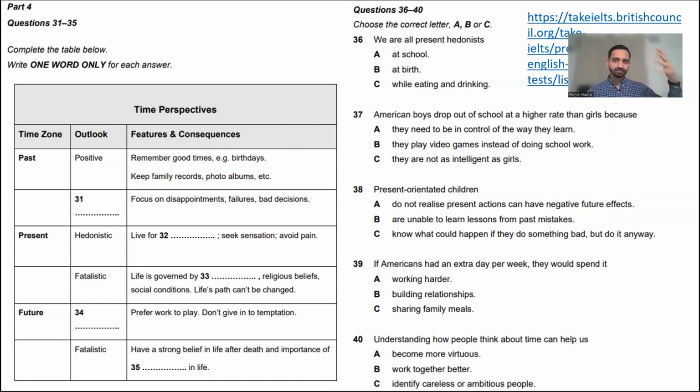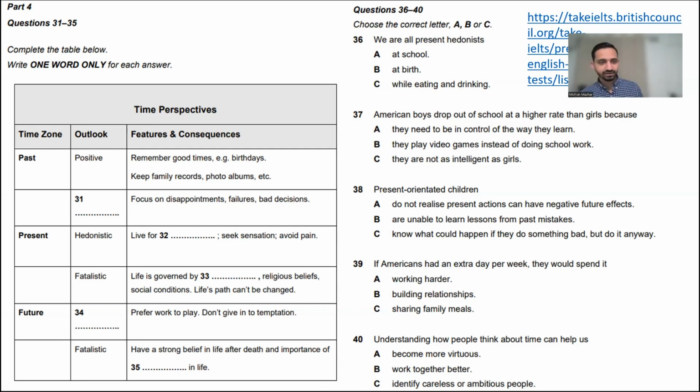Let's just evaluate what it's like. You will not have much time, but let's just evaluate what we can. You've got time zone, you've got outlook, you've got features and consequences. In the time zone, you have 3 time zones: past, present, future. Outlooks, you've got positive. So basically, they're blanks as well. So you have positive. I'm assuming the next one is negative.